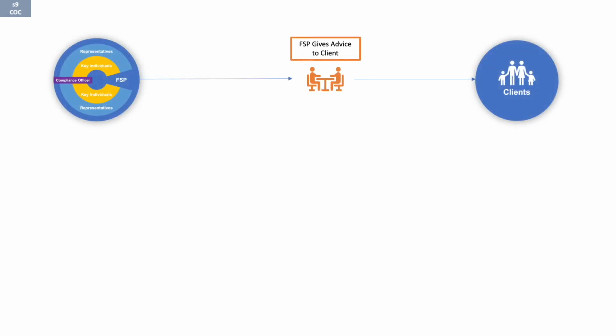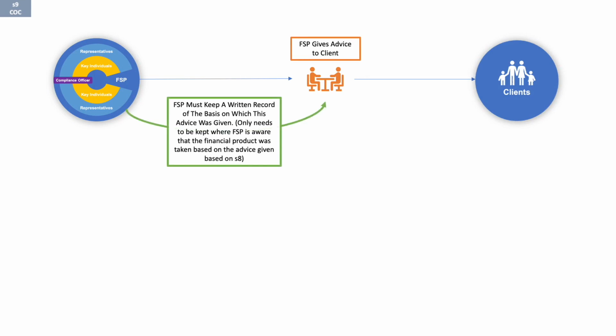The FSP gives advice to the client. An FSP must keep a written record of the basis on which this advice was given. The FSP only needs to keep this record where it is aware that the financial product was taken based on the advice given as set out in Section 8.